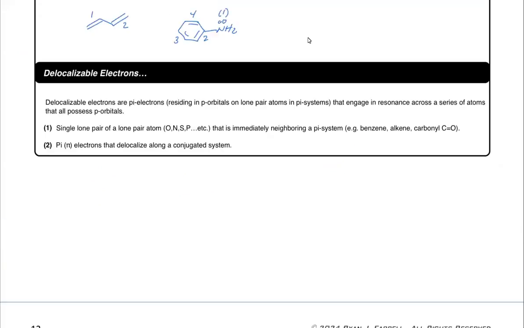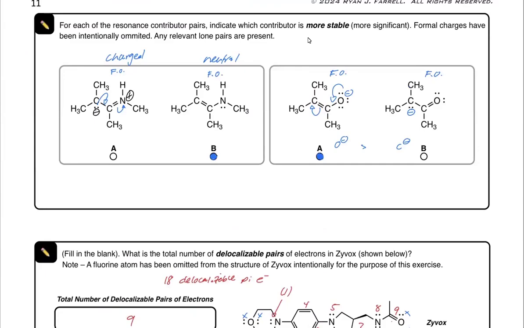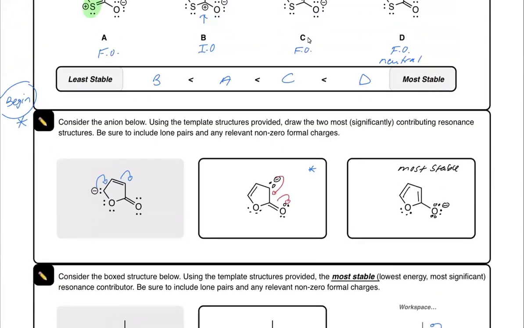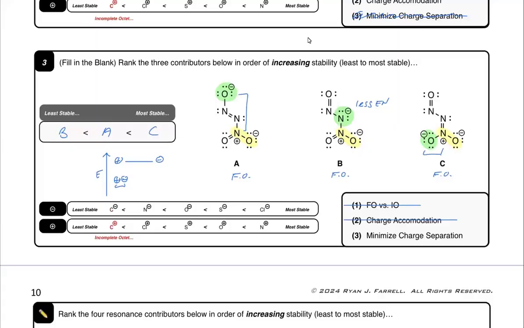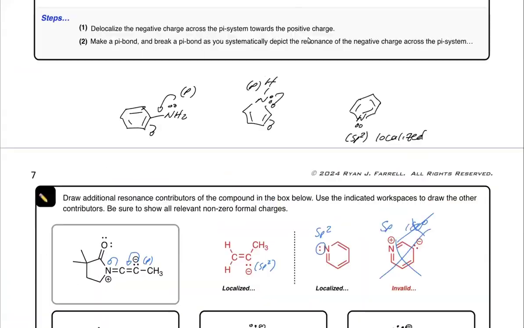All right, so that concludes our coverage of resonance. I would definitely say that the examples that we've gone through are exam caliber examples. Be prepared to draw resonance structures, to gauge resonance structure stability, or to count delocalizable pairs of electrons.